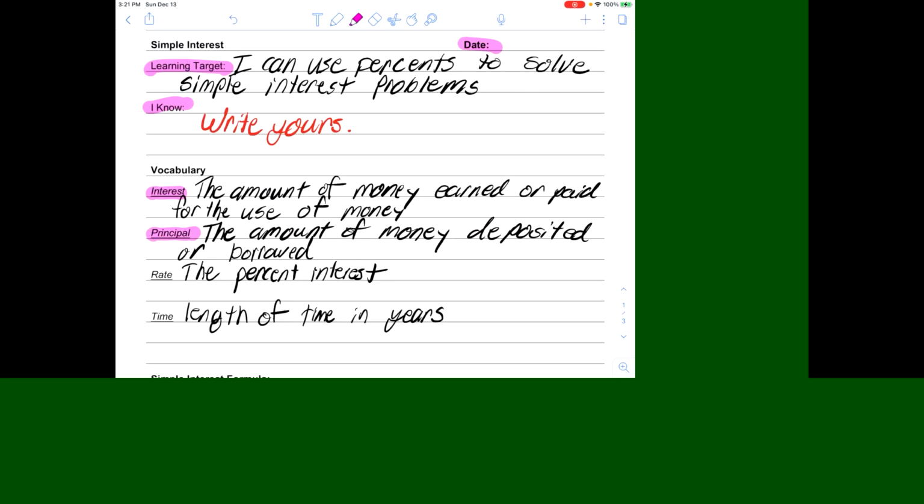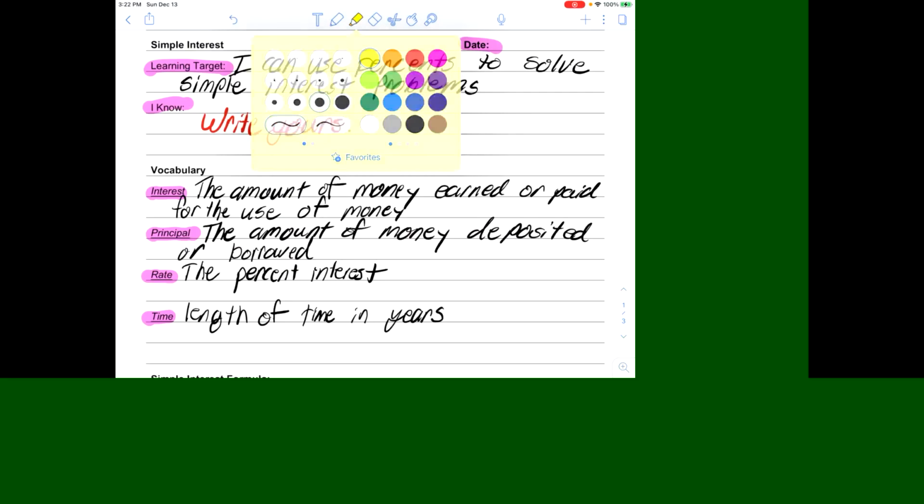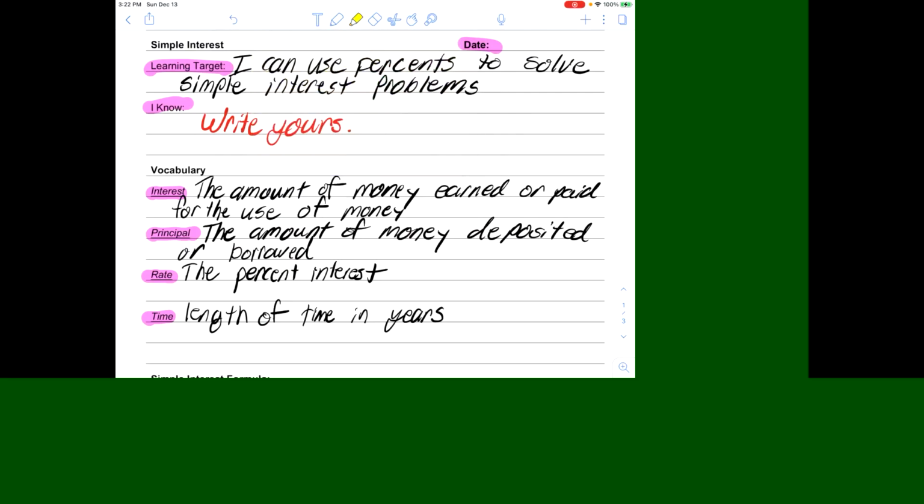Principal is the amount of money that you either deposit in the bank or that you borrow. It's the starting amount of money. The rate is the percent interest. So it is the percent of the money that you are paying to the bank or that they are paying you, depending on whether it's a deposit or a loan. And then the time is the length of time in years that this loan is good for. At this time, please pause the video, make sure you have all of this written down, and then restart when you're ready to go.